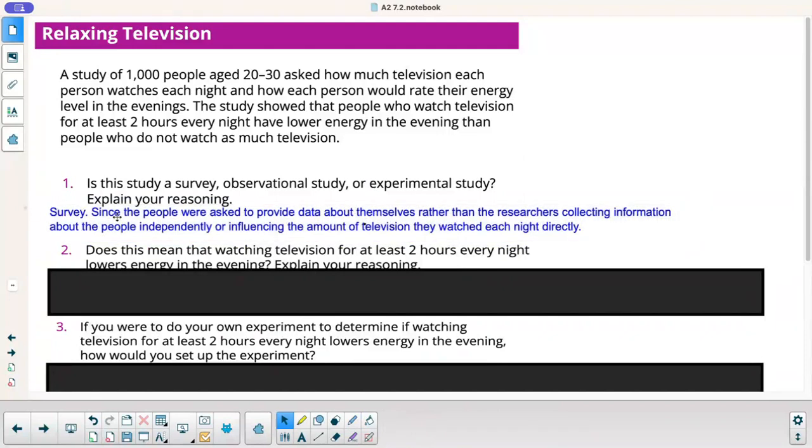All right, this is a survey. People were asked to provide data about themselves rather than the researchers collecting information about the people independently or influencing the amount of television they watched each night directly. Okay, pretty much a survey.